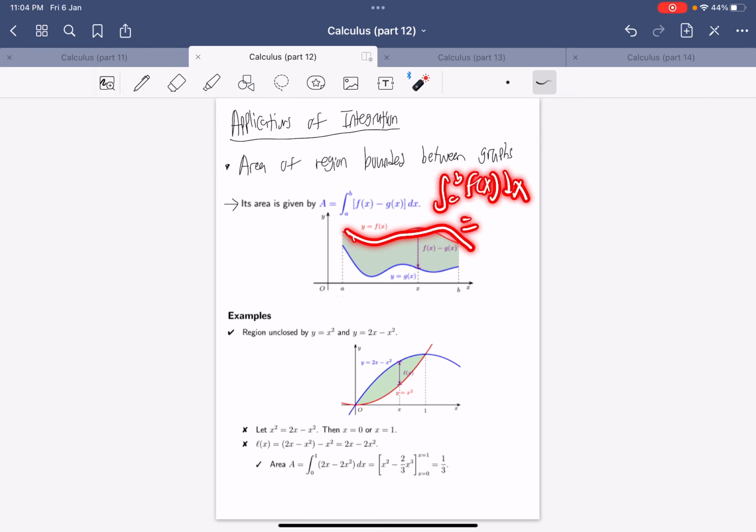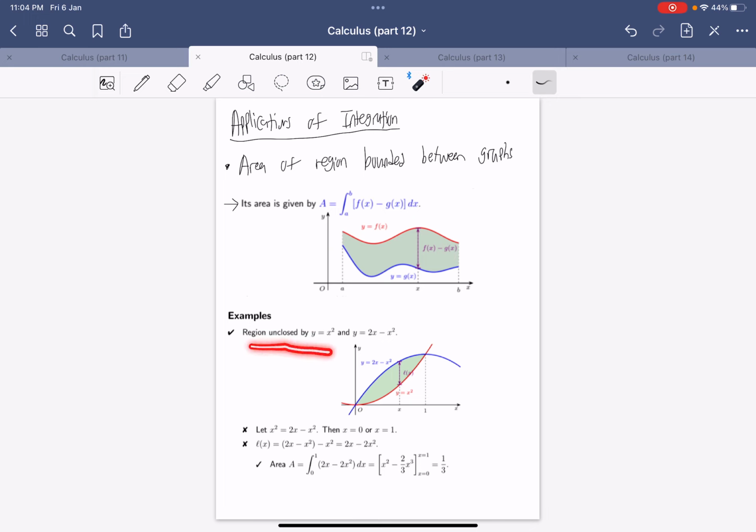Let's say f(x) is above g(x), and minus away the area below, which is g(x), from a to b. Then you can combine them because they have the same limits. So now it's the integral from a to b of f(x) minus g(x), which is this formula over here. This gives you the area bounded between two graphs in the direction of the x-axis. Why do I say in the direction of the x-axis? You will understand why later on.